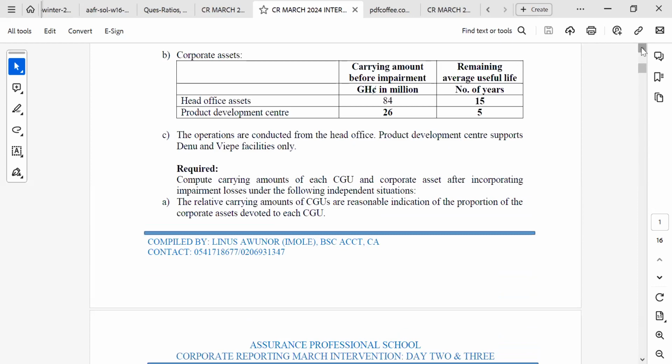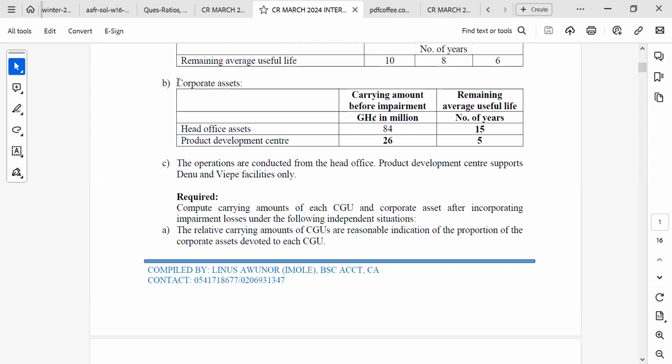All right, thank you. Okay, you can see that you are given a corporate asset. The corporate asset over here is the head office. We can't say that the head office belongs to either the Denu, the VIP, or the Toko. It's just something that is used by the three companies, including the parent itself. So we cannot apportion it, saying this portion is for these people, unless the question is saying that you should use that particular apportionment.